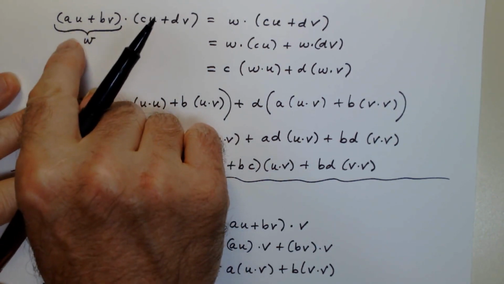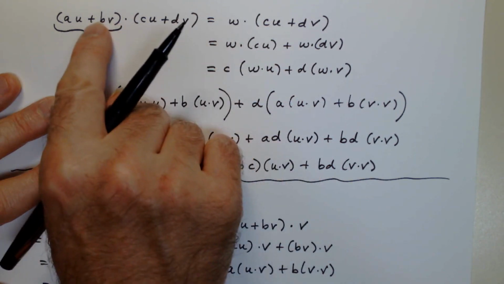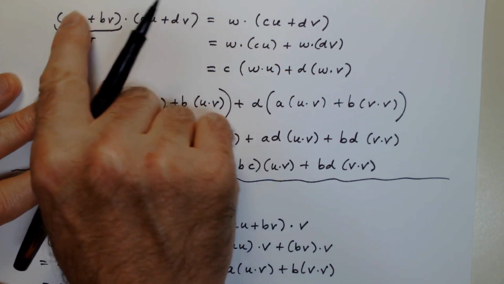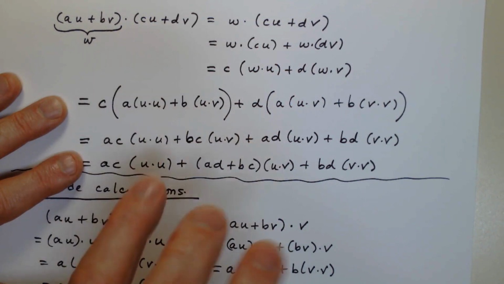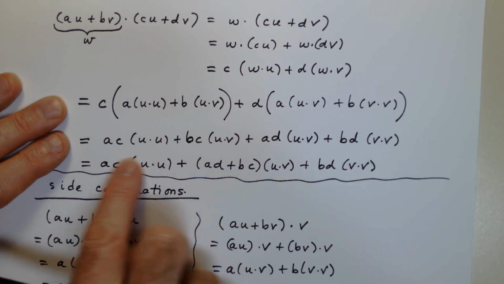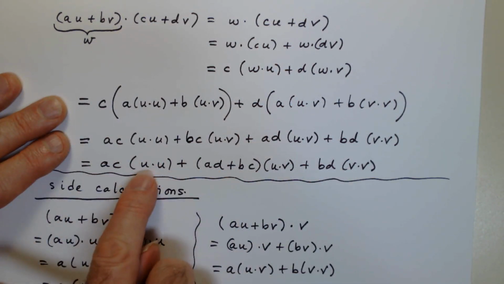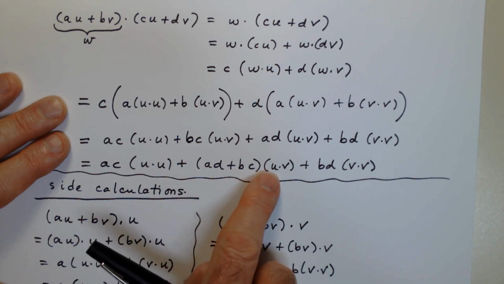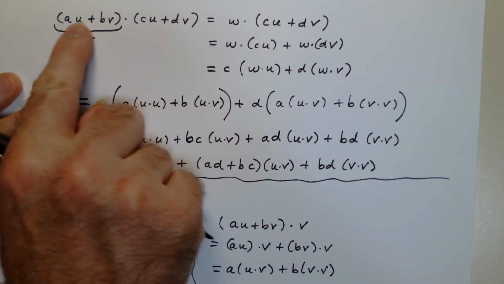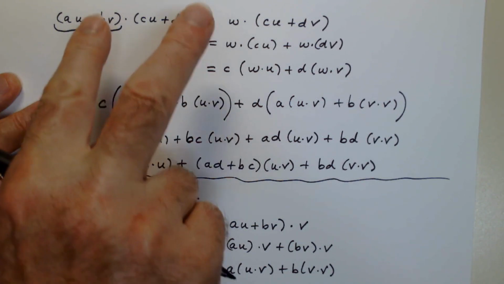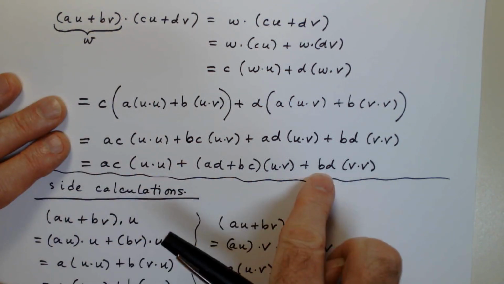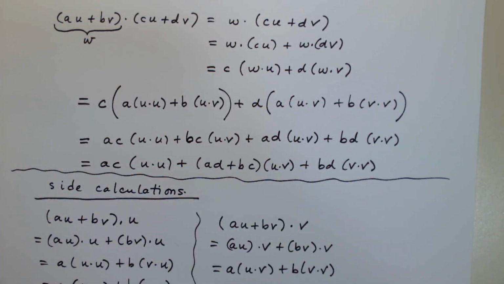The main thing though is that I can take an object like this, a pair of linear combinations, and I can literally work out the final result, break it down into calculations that just involve the dot products of the underlying vectors. Okay, so products of linear combinations can be broken down in this way. All right, let's head back to the class notes and continue.